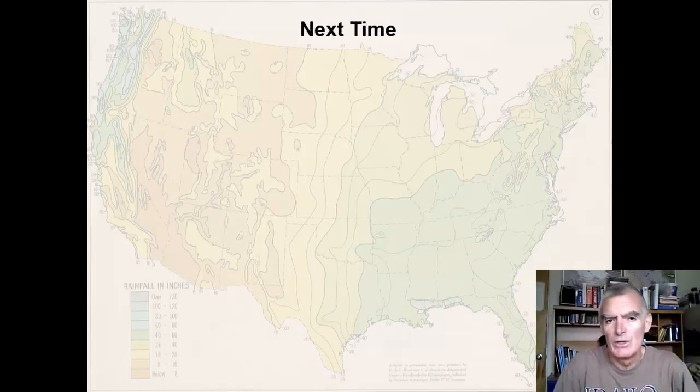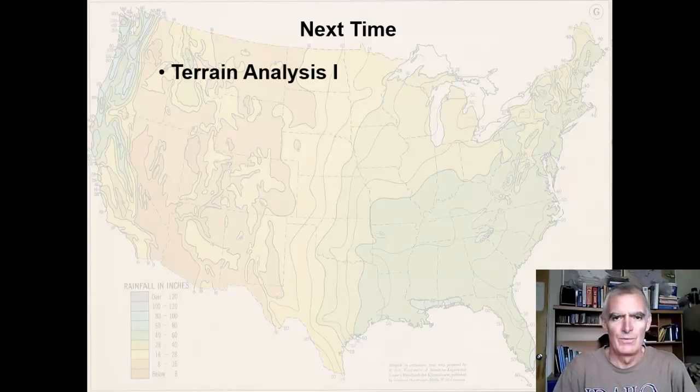Okay, that was pretty much the basic stuff that you can do with raster data sets in terms of raster analysis. But it turns out that there are rasters that are associated with terrain, like elevation above mean sea level, that you can do some other things with that help you visualize and analyze the terrain. So next time I'm going to talk a little bit about terrain analysis, and that'll be the next video.